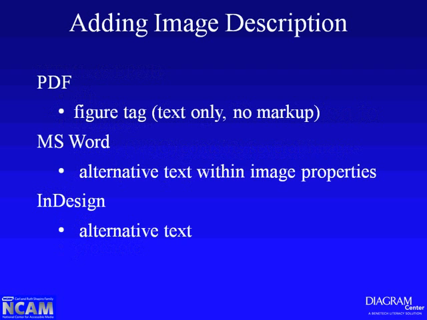For other digital media, you have PDFs, which are very popular. You have the figure tag, which is text only. You can't use markup, but at least you can get some image description there. Similarly, with Microsoft Word, you have alt text that you can find in the image properties menu. And in InDesign, if you're in publishing or in design and you're using that program, there's also alternate text that you can add to an image.